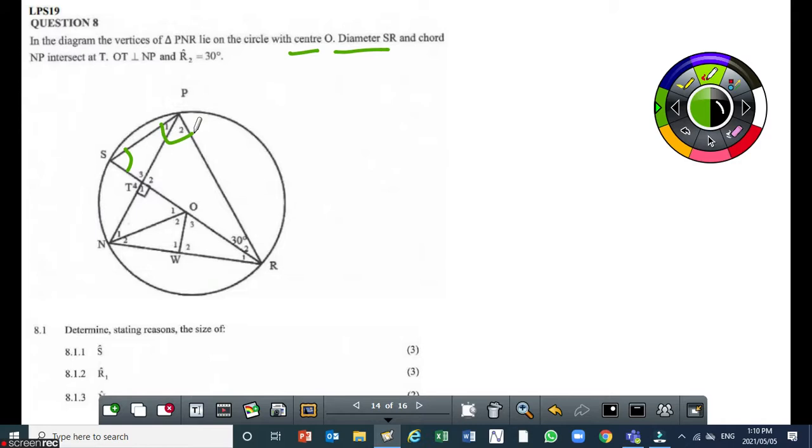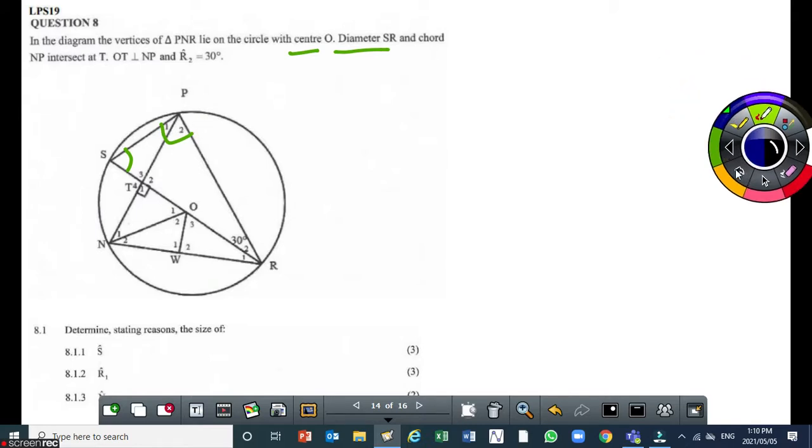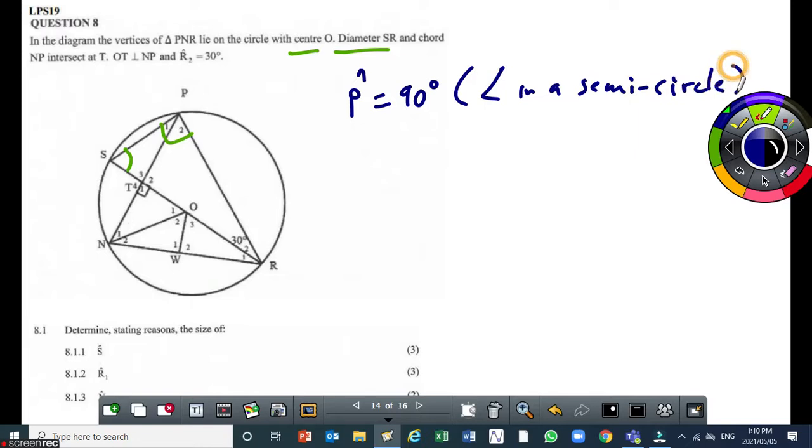But the way you lay it out is very important. So you start by writing down why angle P is equal to 90 degrees. So we say angle P is equal to 90 degrees. So this is angle in a semicircle. That's where you should start. Okay? Then we identify a triangle because angle S is in a triangle. So I need to identify the triangle. So it will be in triangle PSR.